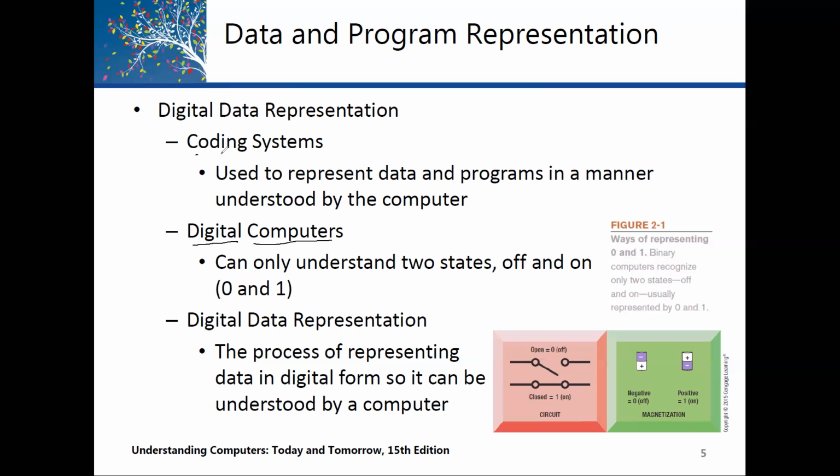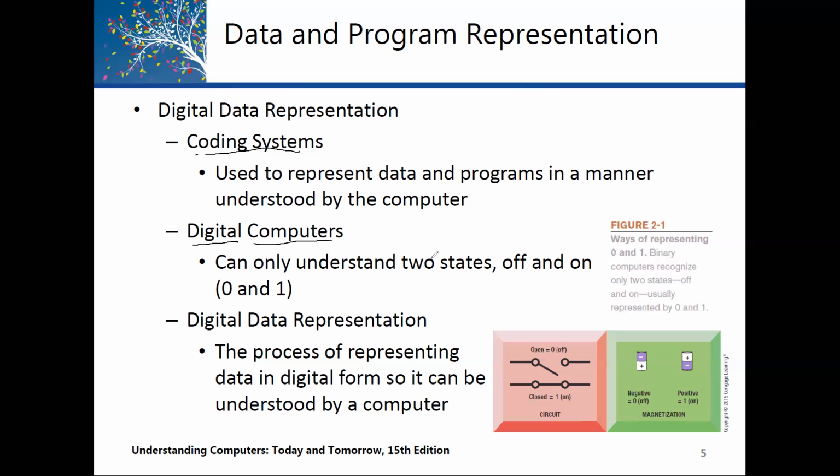So the coding systems are used to represent data and programs in a manner understood by the computer, right? The digital computer, as I told you earlier, only understands two digits. Only 0 and 1, where 0 represents the off situation and 1 represents the on situation. Or, speaking bluntly, 0 represents the false condition and 1 represents the true condition.